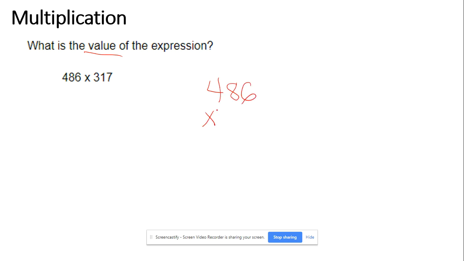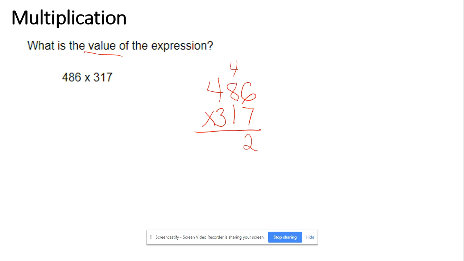486 times 317. We're going to start by multiplying all the digits on the top by the digit that's in the ones place on the bottom. So in this case, it's 7. We're going to multiply 7 times 6, which is 42. So the 2 is in the ones place, so we're going to put it down here in the ones place and carry the 4 in 42 up to the tens place.